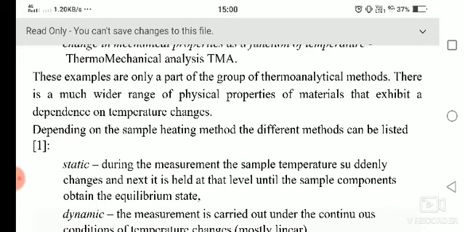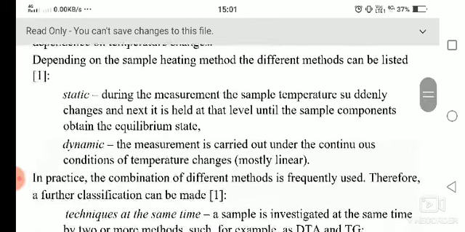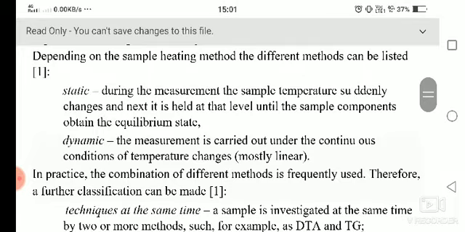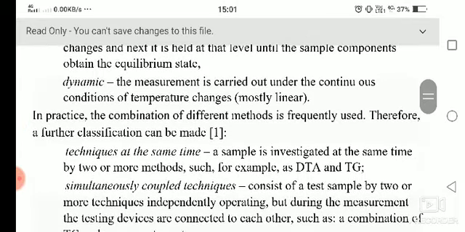Depending on the sample, different heating methods can be listed. Static: during the measurement, the sample temperature suddenly changes and next it is held at a level until the sample components obtain the equilibrium state. Dynamic: the measurement is carried out under continuous changes of temperature, mostly linear. And combined techniques, that is, a sample is investigated at the same time by two or more methods such as DTA and TG.